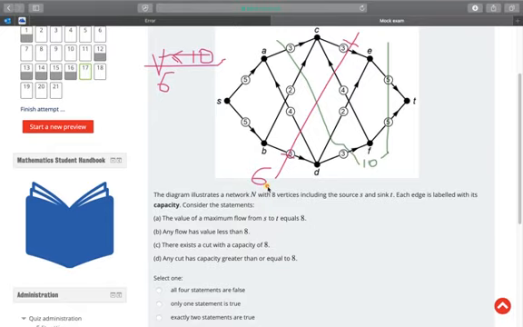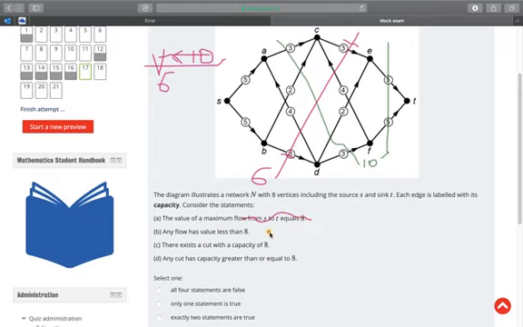Now I think we've probably done enough to go through the questions. So the value of a maximum flow equals 8. That's wrong, because the value of a maximum flow is 6. We can't get 8. So this is wrong.